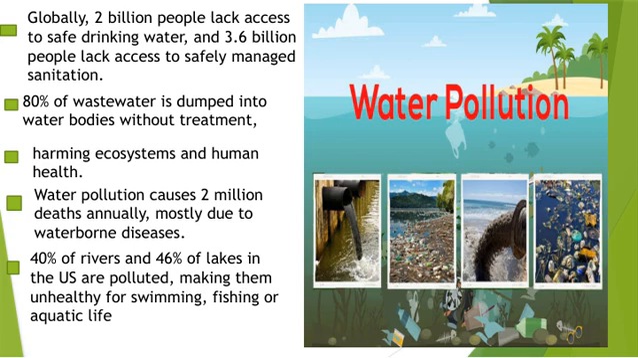Water pollution is responsible for around 2 million deaths each year, primarily from waterborne diseases like cholera, dysentery, and typhoid. These numbers remind us how critical clean water is for saving lives. In the United States, the situation isn't perfect either. Nearly 40% of rivers and almost half of lakes are polluted, making them unsafe for recreational activities like swimming or fishing, and harmful to aquatic ecosystems.